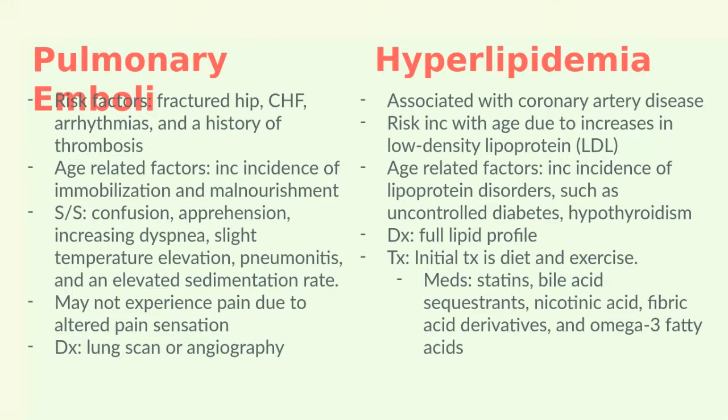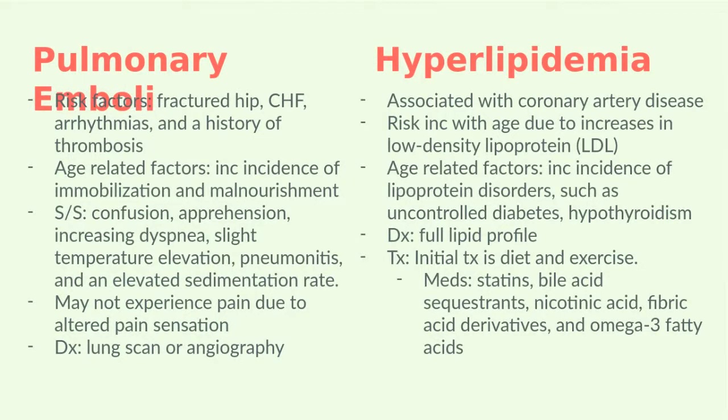We also see pulmonary emboli. Pulmonary emboli, first of all, is a blockage of the artery in the lungs by a substance that has moved from elsewhere in the body through the bloodstream. Some risk factors include fractured hip, chronic heart failure, arrhythmias, and a history of thromboembolism. Some age-related factors that lead to pulmonary emboli include increase in incidence of immobilization and malnourishment.